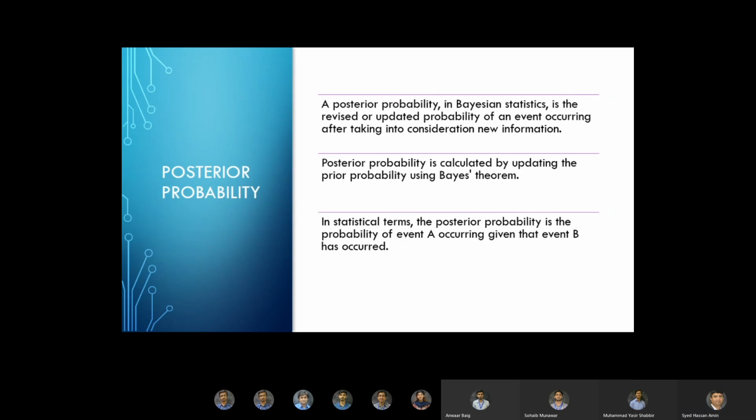So a counterpart of prior probability is posterior probability. Okay? Prior probability is based on your current knowledge. Okay? Whatever data you have, on that you calculated the probability, and that became the prior probability of that event. A posterior probability in Bayesian statistics is the revised or updated probability of an event occurring after taking into account new information. Okay? So once you add new information, that probability is the posterior probability. Posterior probability is calculated by updating prior probability using Bayes theorem. So posterior probability comes from Bayes theorem, okay?